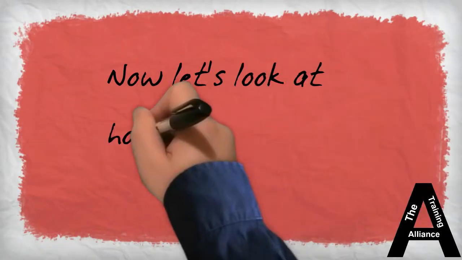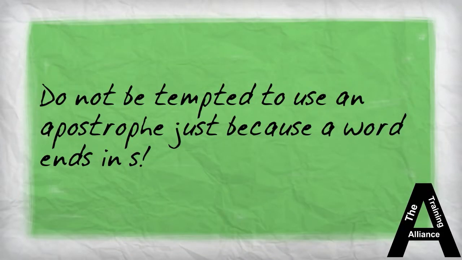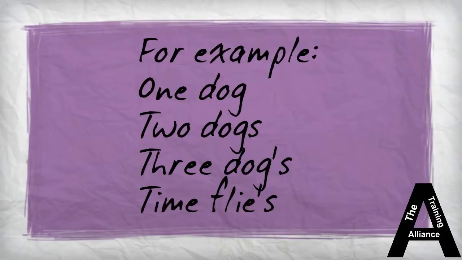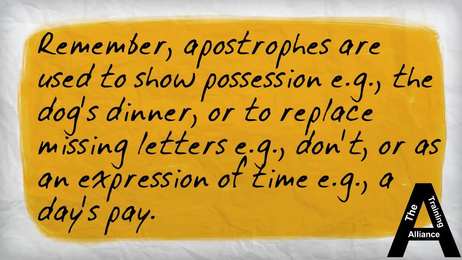Now let's look at how apostrophes are misused. Do not be tempted to use an apostrophe just because a word ends in S. For example, 1 dog, 2 dogs, 3 dogs, time flies. Remember, apostrophes are used to show possession, for example a dog's dinner, or to replace missing letters, for example don't, or as an expression of time, for example a day's pay.